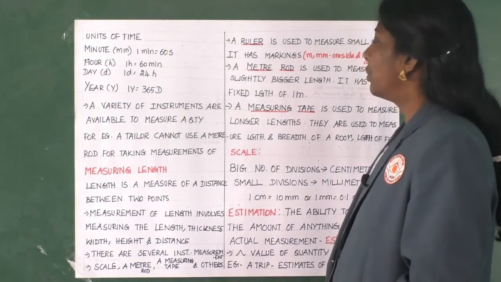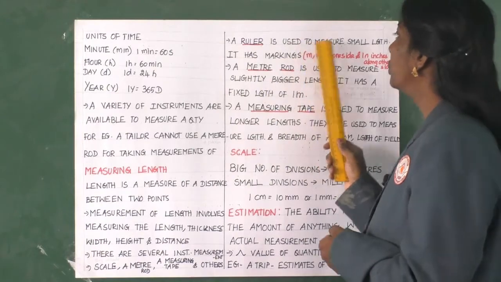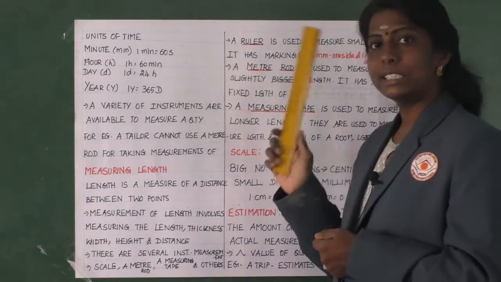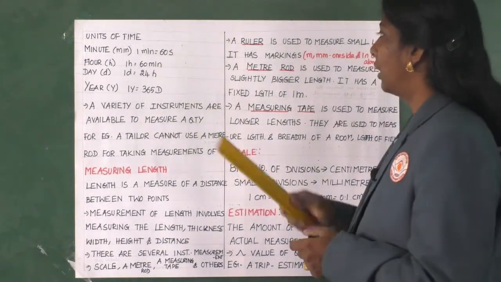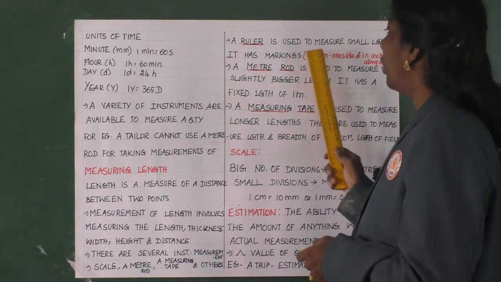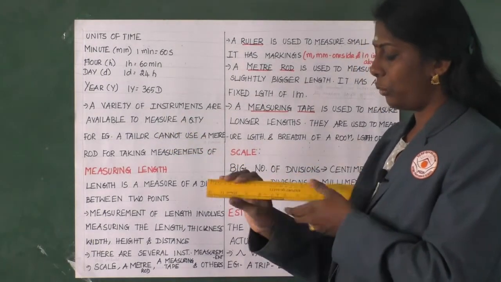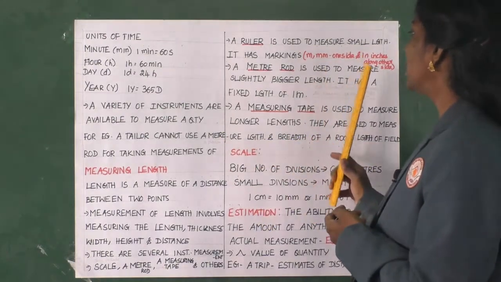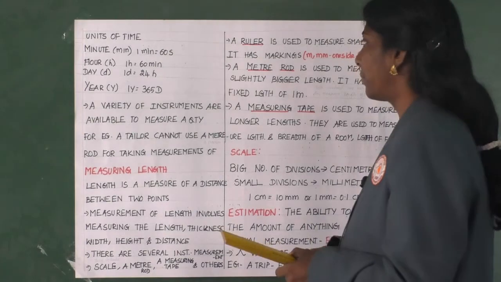Okay. So now a scale or a ruler. A ruler is used to measure small lengths. Generally we use the scale or ruler to measure small lengths. It has markings of centimeter and millimeter on one side, and inches on the other side.